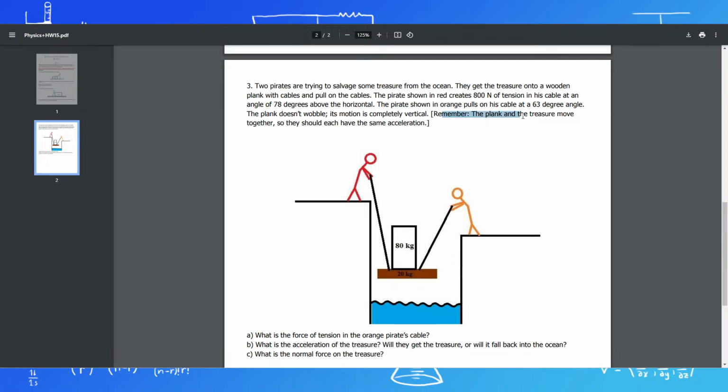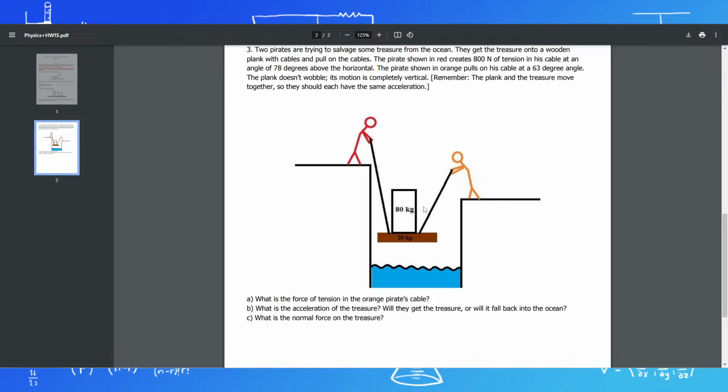And then the reminder is, remember that the plank and the treasure move together, so they should each have the same acceleration. That's another important hint. This plank and treasure are basically an upside down version of what we saw at the beginning today with the elevator and the hanging block connected to its ceiling by a rope. So that is something to consider. You might find some similarity between those.